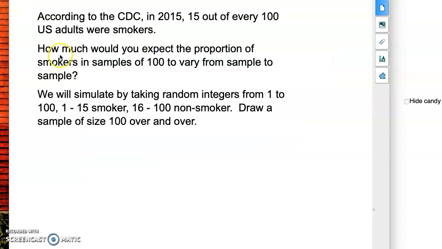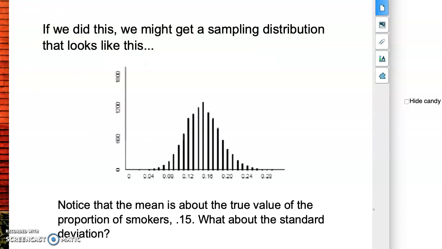Here's a different example. Suppose, according to the CDC, in 2015, 15 out of every 100 U.S. adults were smokers. How much would we expect the proportion of smokers in samples of size 100 to vary from sample to sample? We're going to simulate this, and one way to do that would be to set up a random number generator where we would assign numbers 1 to 15 to represent smokers and 16 to 100 to represent non-smokers. Draw samples of size 100 over and over again, which would be rather tedious to do. We're going to look at a way to do that using an applet in a second. But if we did this, we might get a distribution that looks like this.